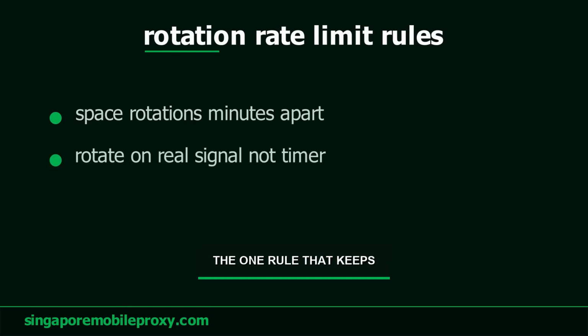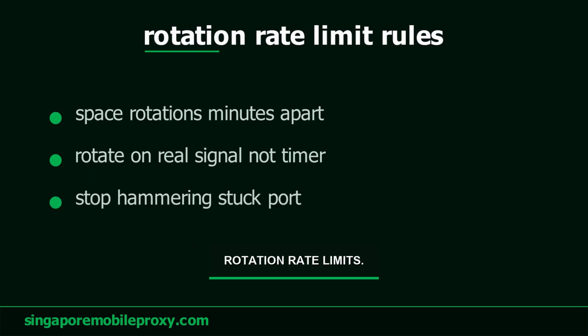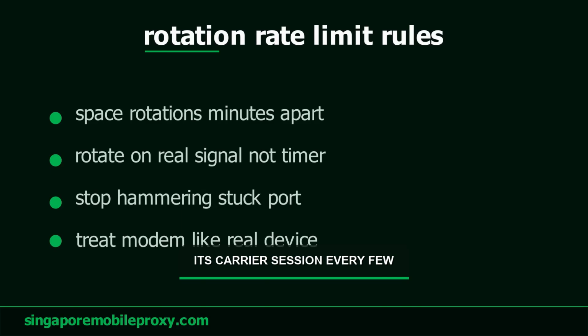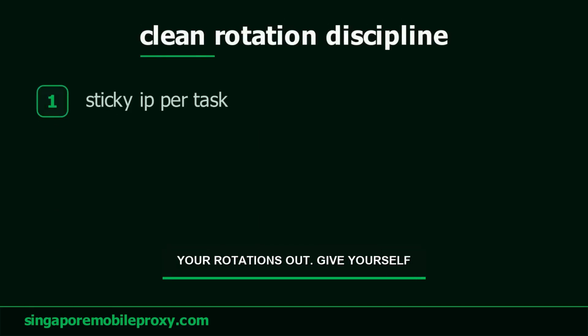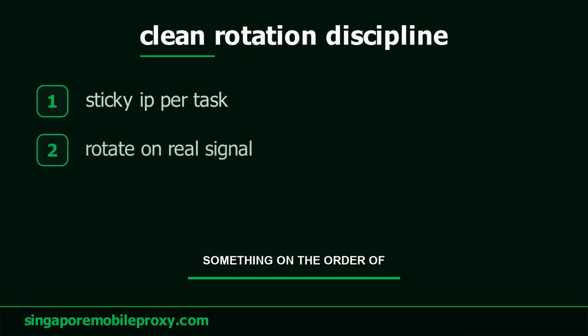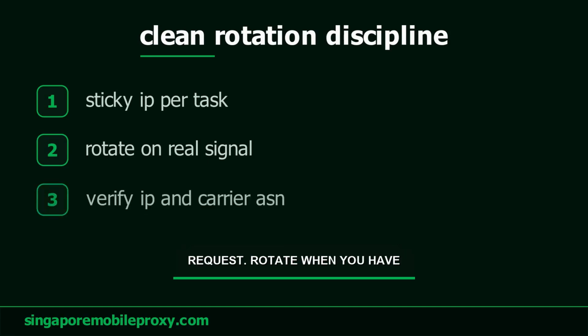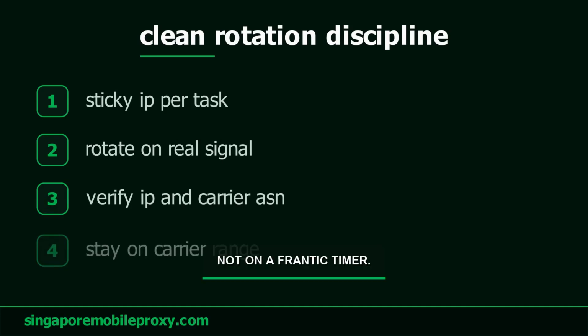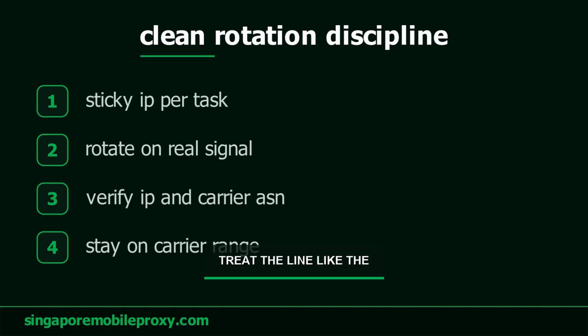That leads straight into the one rule that keeps your whole setup healthy over the long run. Respect the rotation rate limits. A real phone does not enjoy being told to renegotiate its carrier session every few seconds, and the carrier likes it even less. So space your rotations out. Give yourself a sensible gap between calls on the same port, something on the order of a couple of minutes, rather than firing on every single request. Rotate when you have a reason, after a task, or after a soft block, not on a frantic timer. Treat the line like the real device it is, and it stays fast and clean for you.